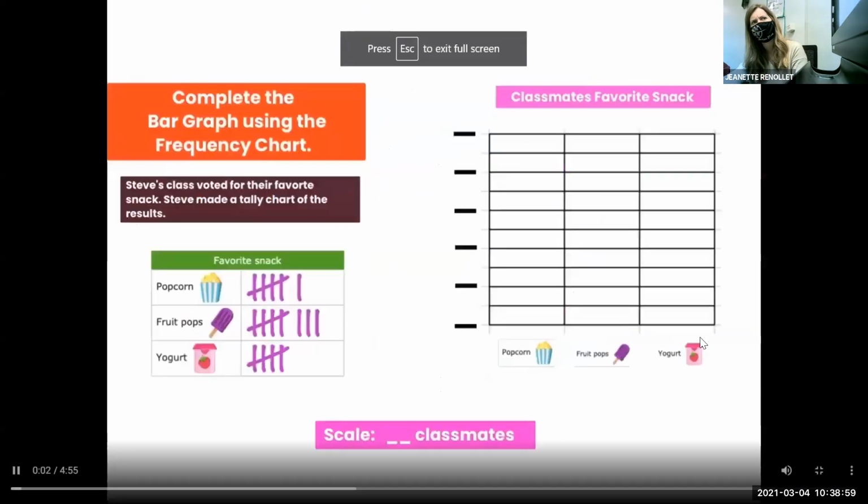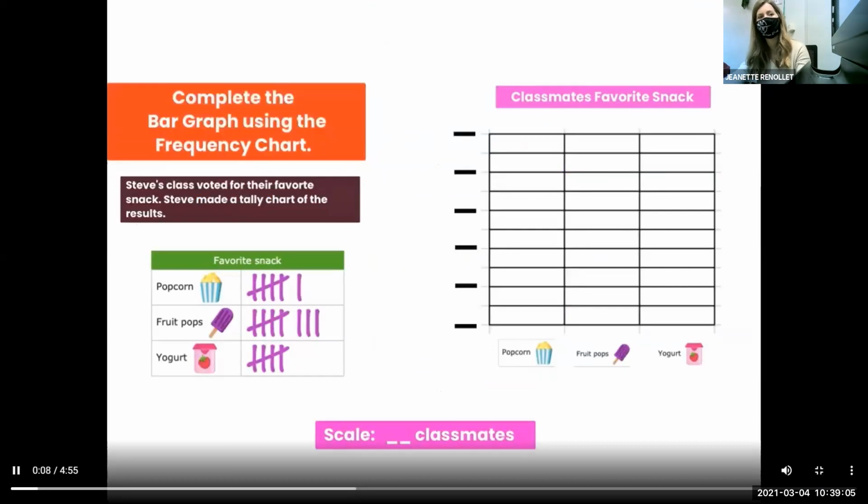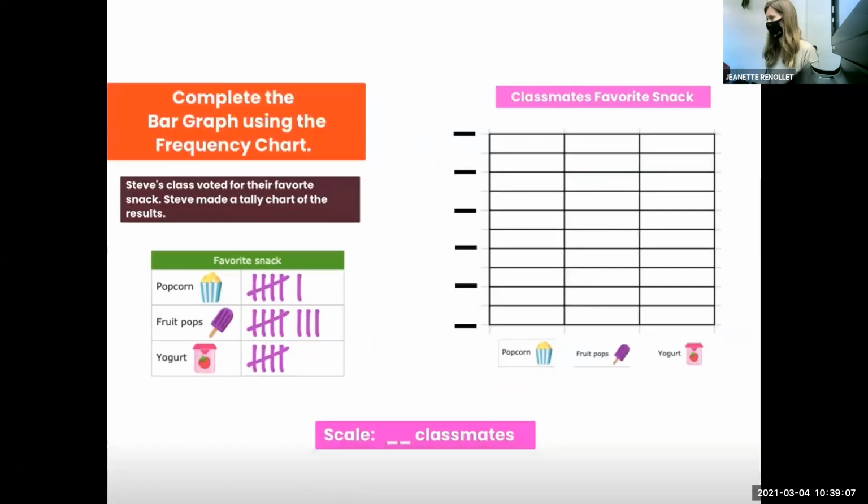Today we are going to be using a frequency tally chart to complete a scaled bar graph, pictograph, and line plot. I'm going to start today with our bar graph, and we're going to focus today on determining what is the best scale to count by for my bar graph to make it easier to interpret the data, answer questions and analyze the results. We're looking at Steve's class. They voted for their favorite snack. Steve made a tally chart of the results.